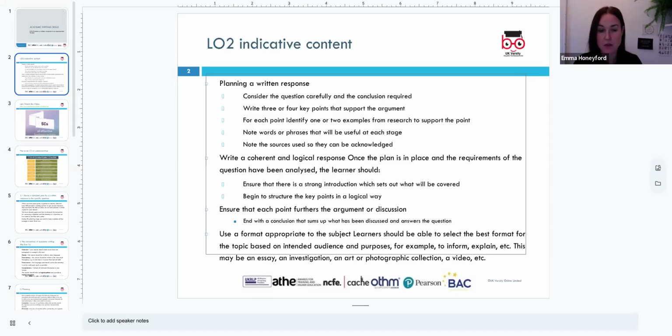The learner should be able to ensure that there is a strong introduction, which sets out clearly what you will cover. I don't know how you may like to work, but in the past, I've looked at doing the introduction last, because I've done the piece of work and then I can summarise what I will be going to talk about in the introduction. It's good to structure the key points in a really logical way and ensure that each point furthers the argument or discussion that you are presenting.